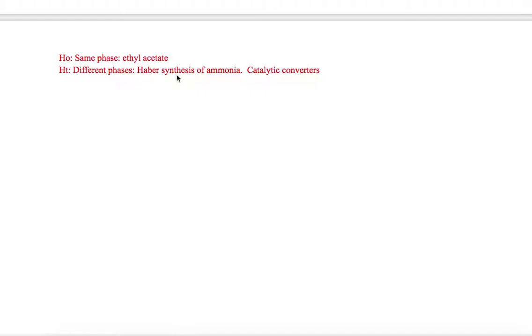Now, in this case, the Haber synthesis of ammonia is super important in terms of chemistry because ammonia is used in agriculture as a fertilizer. And without this catalyzed reaction, we would not have agriculture the way we do right now. So it's super important for feeding the world. So there's that one. Go chemistry. Catalytic converters are found in cars, and they help limit the harmful pieces of exhaust that come out of your car. So that's all for learning objective 4, catalysis.